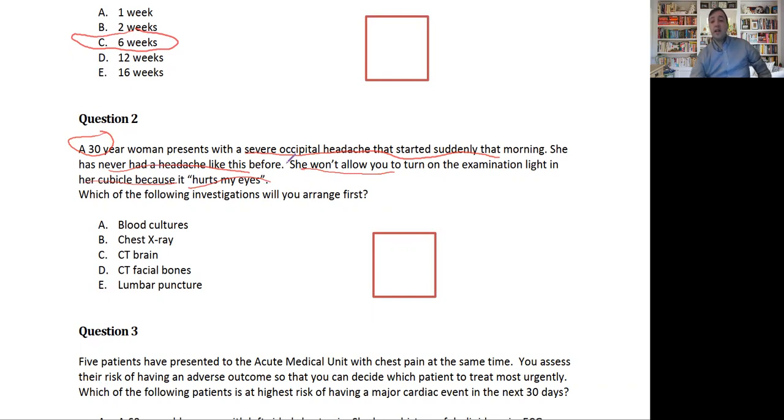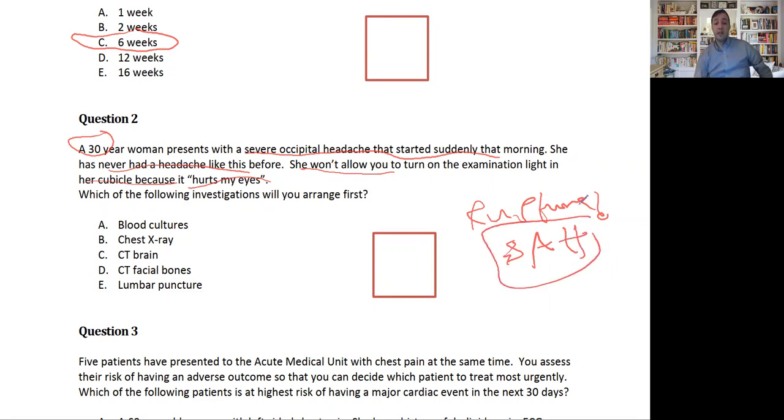So this lady is highly suspected to have a ruptured subarachnoid hemorrhage, or a ruptured AV malformation leading to subarachnoid hemorrhage. So the most likely is SAH, subarachnoid hemorrhage. It should be at the top of our list in the differential diagnosis. Which of the following investigations will you arrange first? Blood culture, chest X-ray, CT brain, CT facial bones, or lumbar puncture.